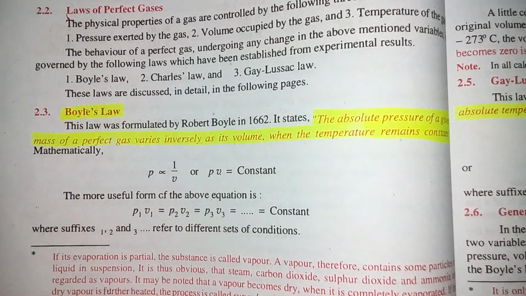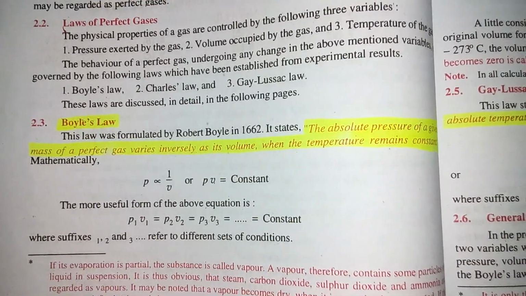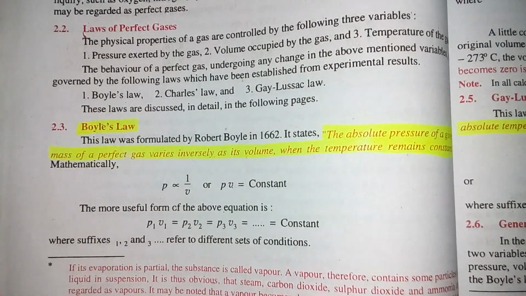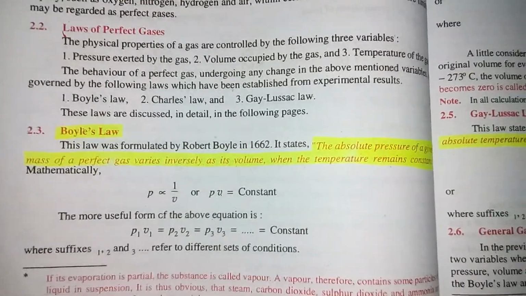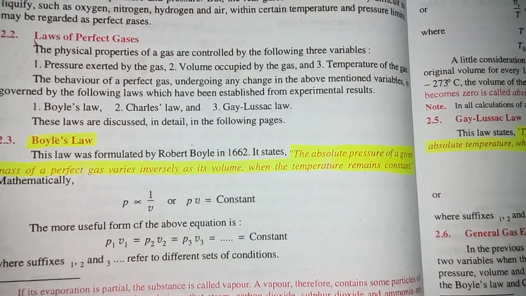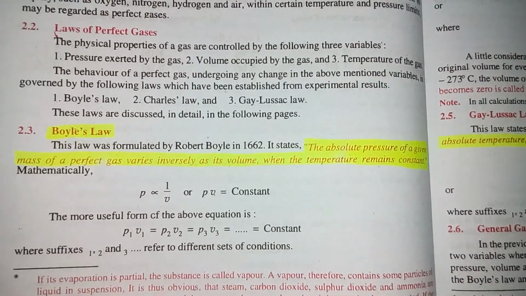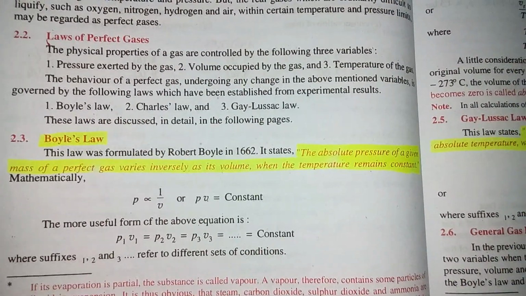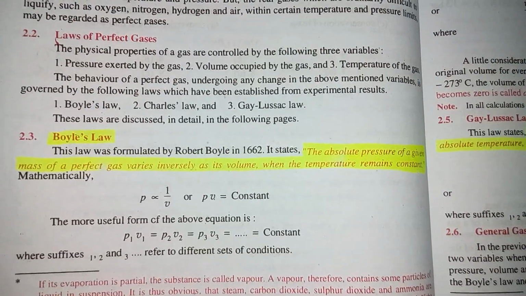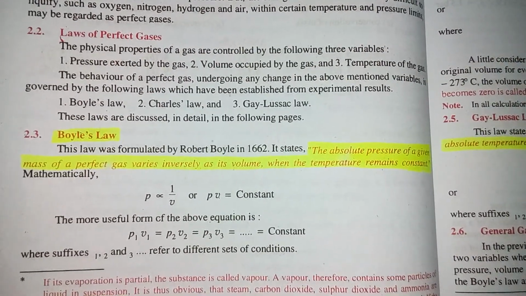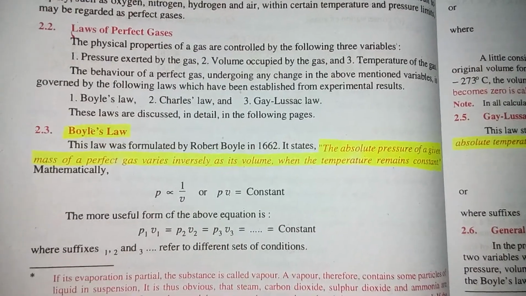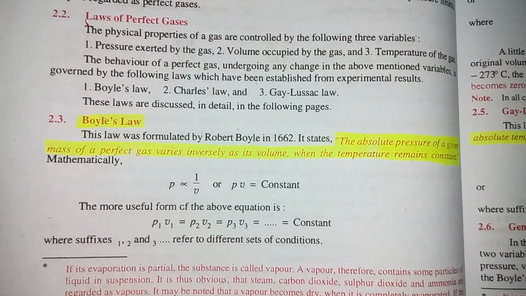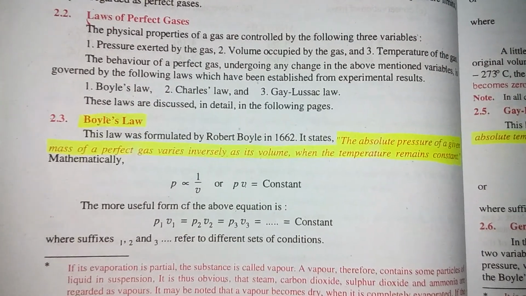Okay, and now the laws of perfect gas. The physical properties of a gas are controlled by the following three variables: pressure exerted by the gas, volume occupied by the gas, and temperature of the gas. The behavior of a perfect gas undergoing any change in the above mentioned variables is governed by the following laws, which have been established from experimental results. One, Boyle's law; second, Charles law; and third, Gay-Lussac law. These laws are discussed in detail in the following pages.